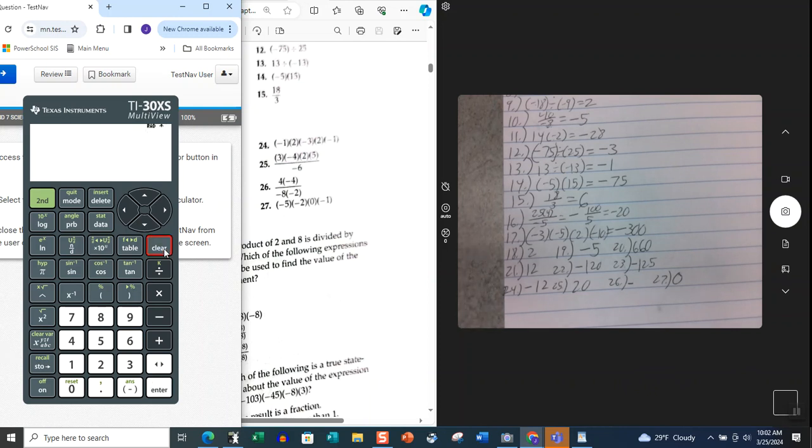All right, problem 26, N over D, we have 4, parenthesis -4. Then we hit the down arrow, we had -8, and then parenthesis -2. That gives us -1. Now we just finished problems 24, 25, 26, and 27.